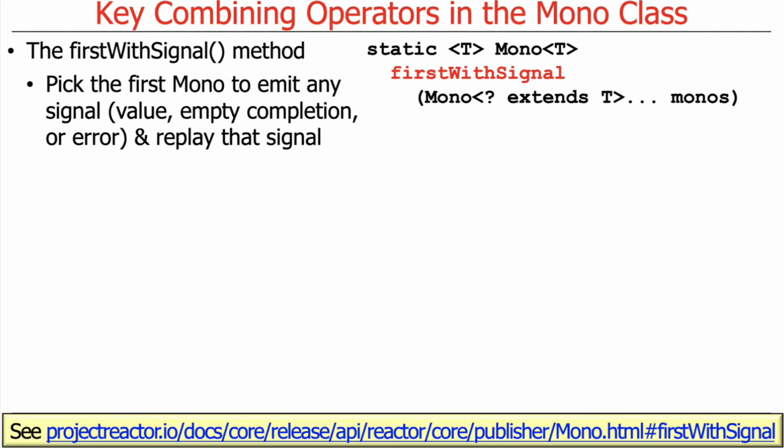All right, so now let's shift our attention to operators that work by ending things together, right? You wait until they're all done. And let's go with one that is more like an OR, and that will be something called firstWithSignal. So what this does, and this will also sound familiar to you, is it's going to pick the first mono to emit any signal, which could be empty completion, error, or a value, and then it replays that signal. So whatever finishes first in a bunch of these things is the one that's actually going to be used and emitted as the result of firstWithSignal.